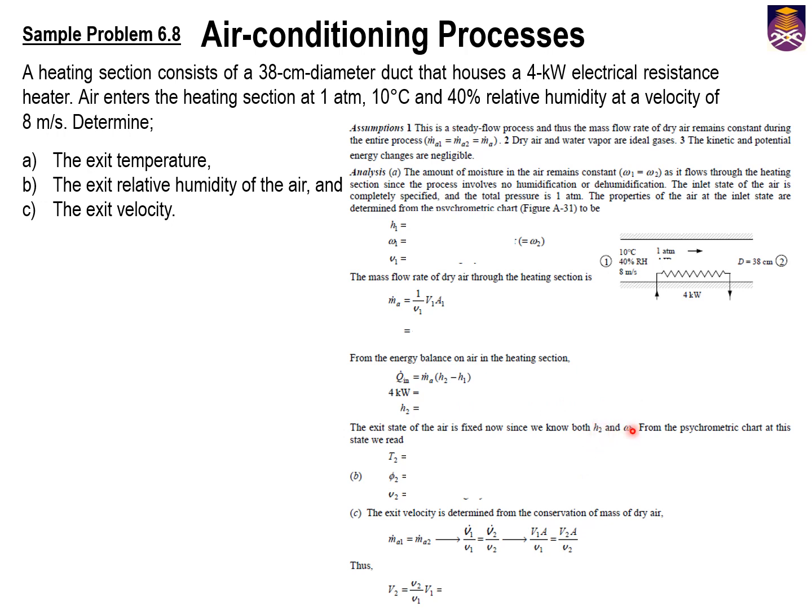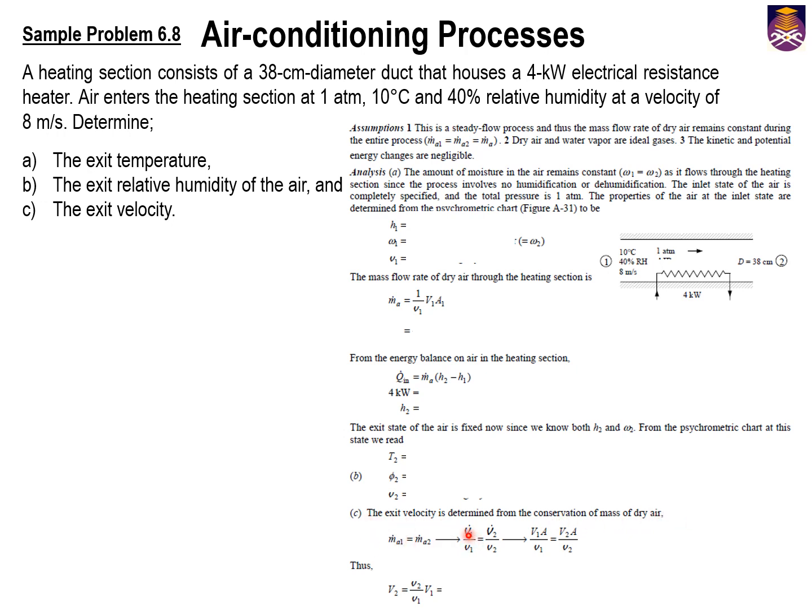So again, 2 points are given for point number 2. And then go back to your psychrometric chart. Find what is your dry bulb temperature at T2, relative humidity, and specific volume. All right. So once you've got that, the exit velocity again based on your mass flow rate.